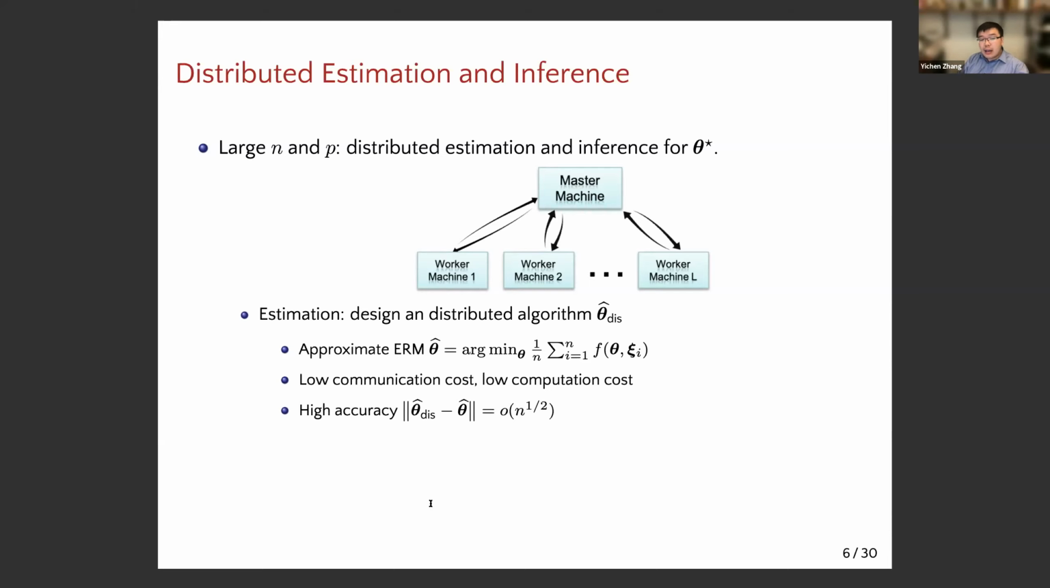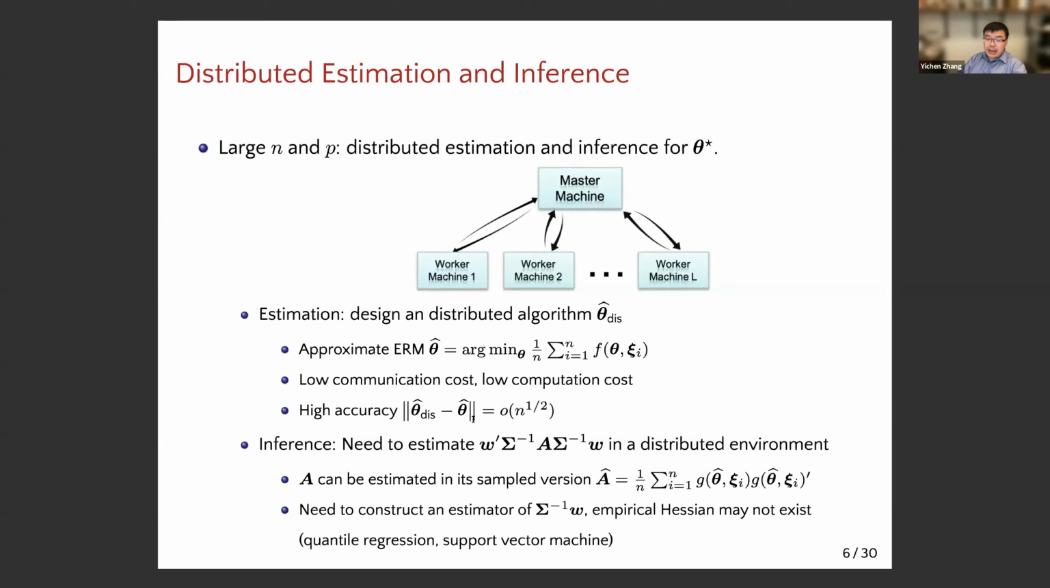Beyond that, we are also interested in making inference. So we need to estimate W transpose sigma inverse A sigma inverse W in a distributed environment. It is easy to see that the A here can be estimated by its sample version. Recall that A is the covariance matrix of the gradient function evaluated at the true theta star. We can replace that by a sample covariance estimator at the final estimator theta hat.